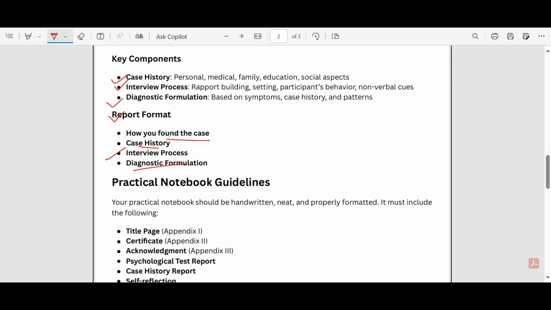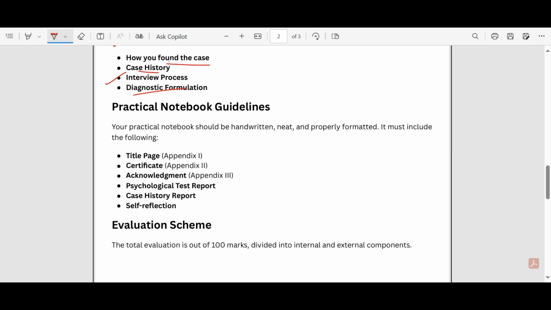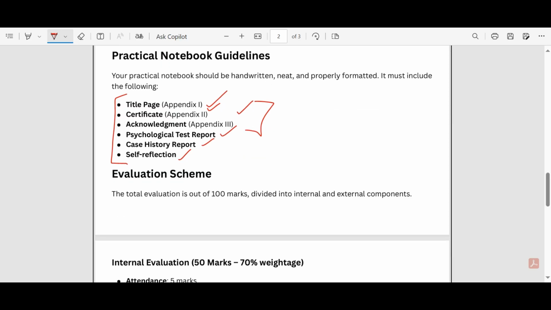So apart from these two practicals, what you have to do is add these things in the file, and that too is compulsory. So title page, certificate, acknowledgement, psychological test report, case history report, and self reflection. So you can find these three at the end of your books. You may take a printout, or you can do the photocopy also.